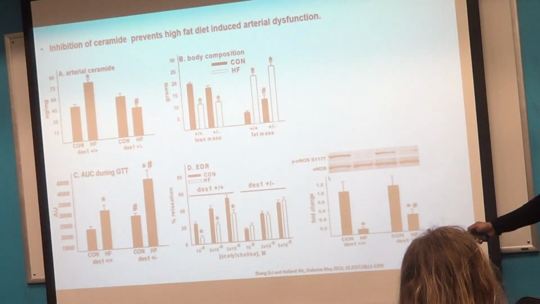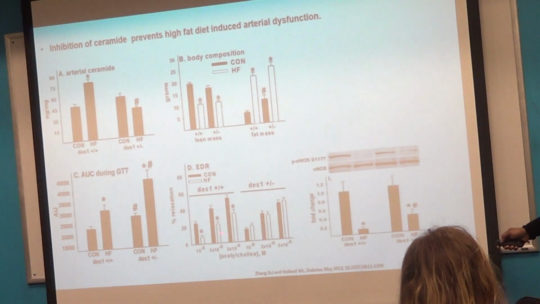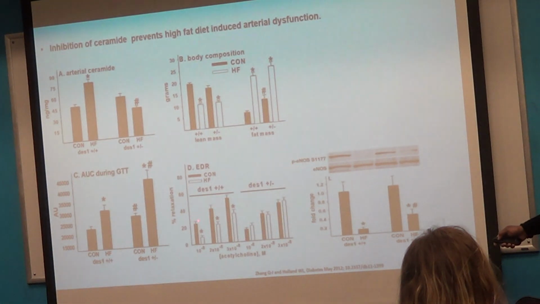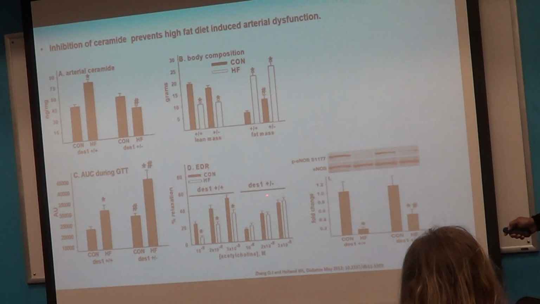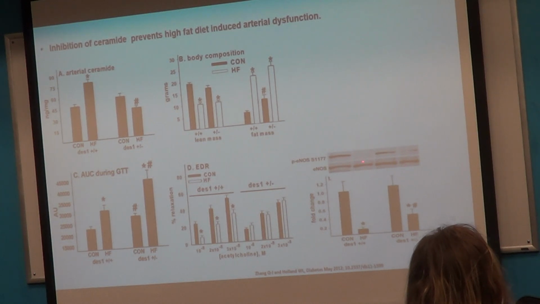Now if you see here, this is a wild-type mouse. The high-fat mouse had less vasorelaxation. But if you look at DES1 mice, the mice that do not have ceramide, the vasorelaxation is basically similar between the control and high-fat fed DES1 mice, although it was lower. Is that still in the normal range? Because the control DES1 mouse is a little bit lower than when you didn't knock out the gene, but it's still normal function.